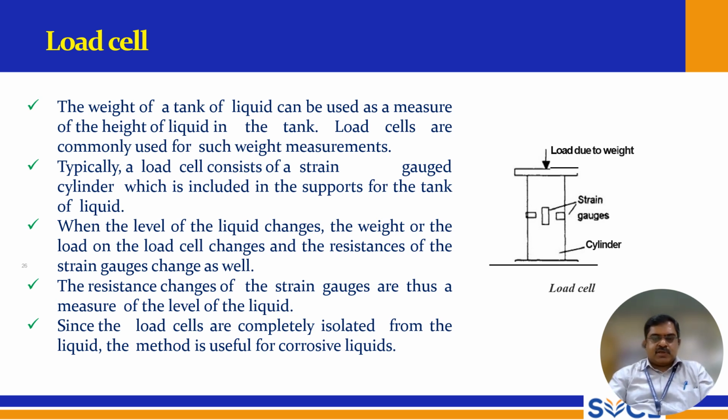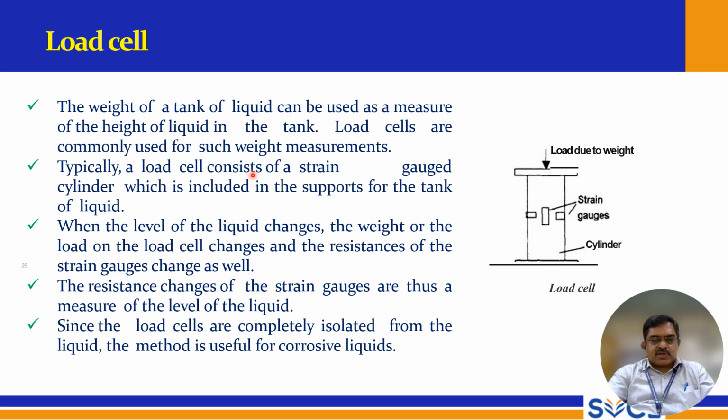So in the load cell here, this is the platform on which the weight acts. This is the cylinder on which the strain gauges are mounted. Three strain gauges are mounted here. The weight of a tank of liquid can be used as a measure of the height of the liquid in the tank. Load cells are commonly used for such weight measurements.